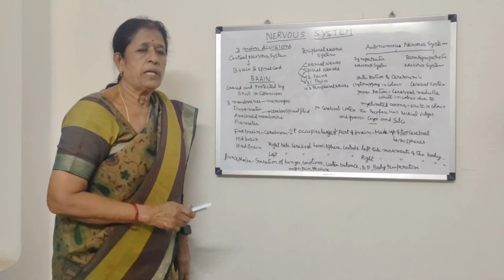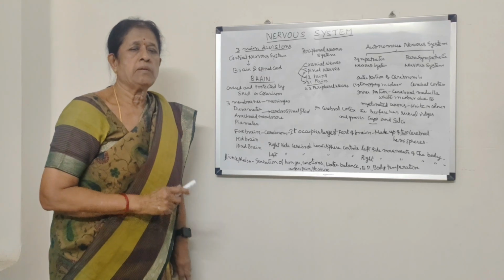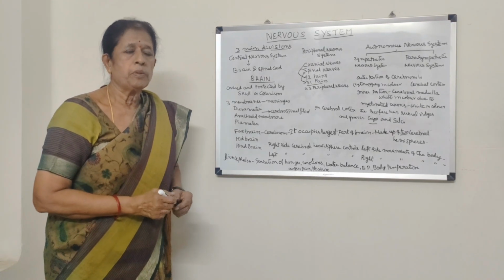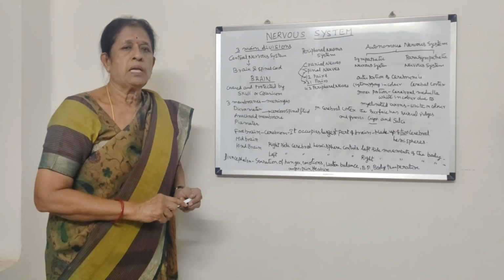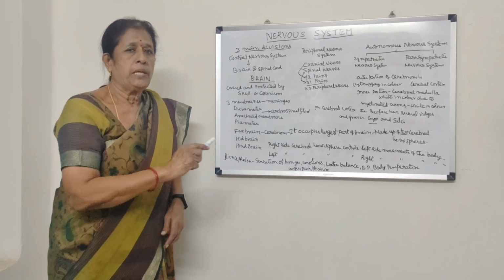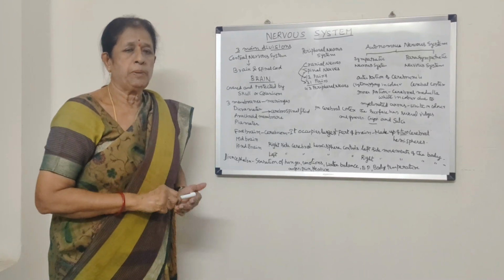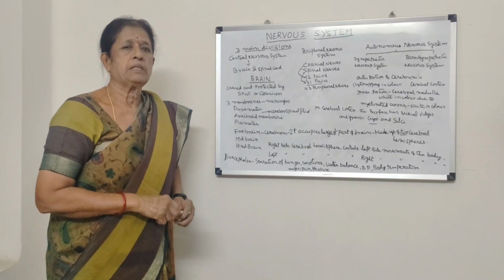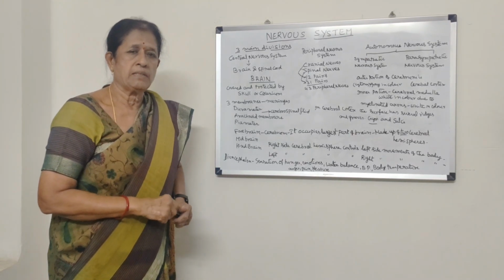Below the forebrain, another structure is present which is called the hypothalamus. This hypothalamus connects the forebrain and midbrain. So let us see what is the function of the hypothalamus in the next class.